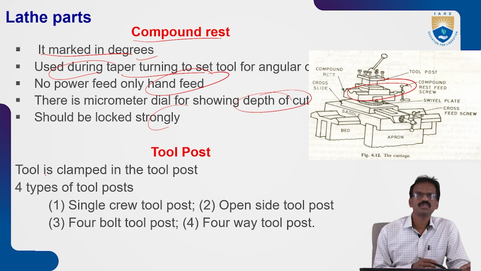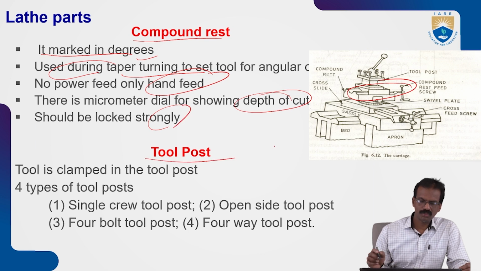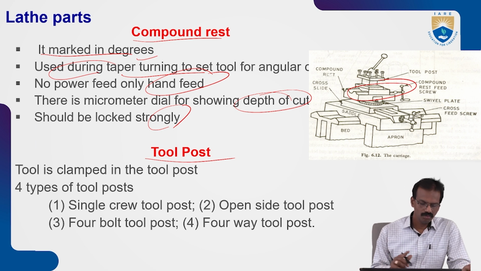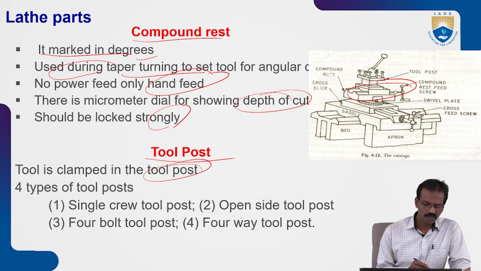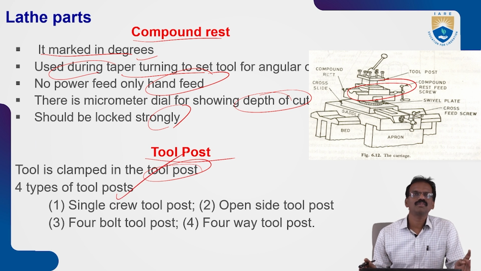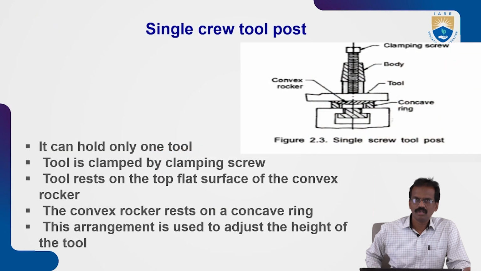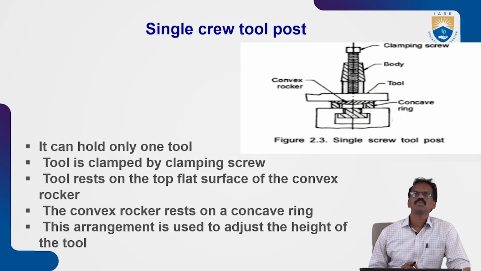Okay, it should be locked strongly, fixed strongly. Next, the tool post. The main advantage of the tool post is that it holds the tool bit, the single point cutting tool. Okay, so the tool is clamped on the tool post. There are four types of tool post: one is a single screw tool post, open side tool post, a 4-bolt tool post, and a 4-way tool post.